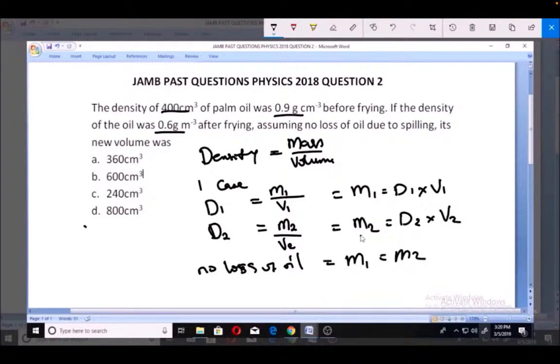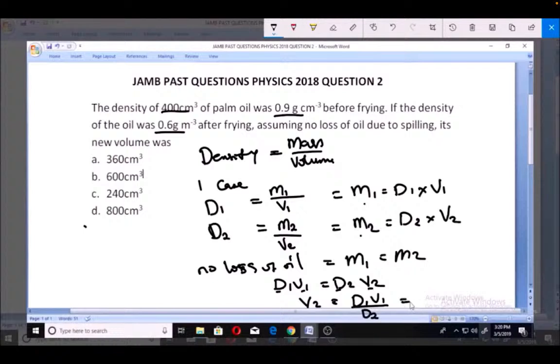So if M1 is equal to M2, that means that D1 V1 is equal to D2 V2. Now you know what D1 is, you know what V1 is, you know what D2 is, but you don't know what V2 is. So make V2 the subject. So we have V2 is equal to D1 V1 all over D2.